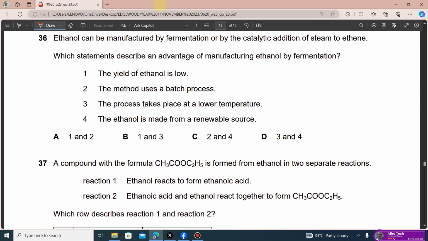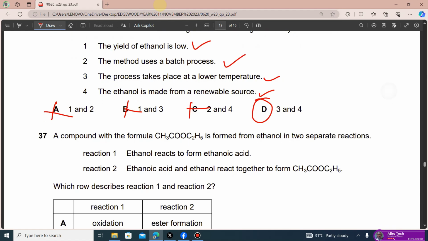Now, ethanol can be manufactured by fermentation. We are given certain statements and asked which of them describe an advantage. A low yield of ethanol is not an advantage. Batch process means it's going to take longer, okay, which is not an advantage. So the process takes place at a lower temperature. So we look at 1 and 2. Anything 1 and 2 is off. So we have straight answer 3 and 4. So lower temperature because of the presence of yeast, and is a renewable source because you use glucose.